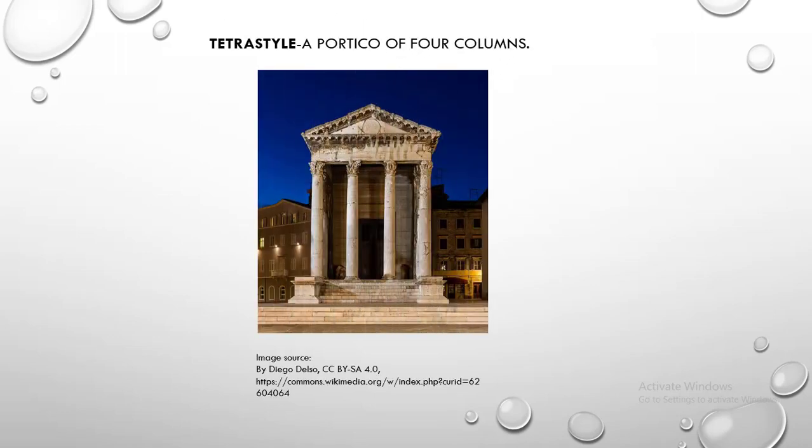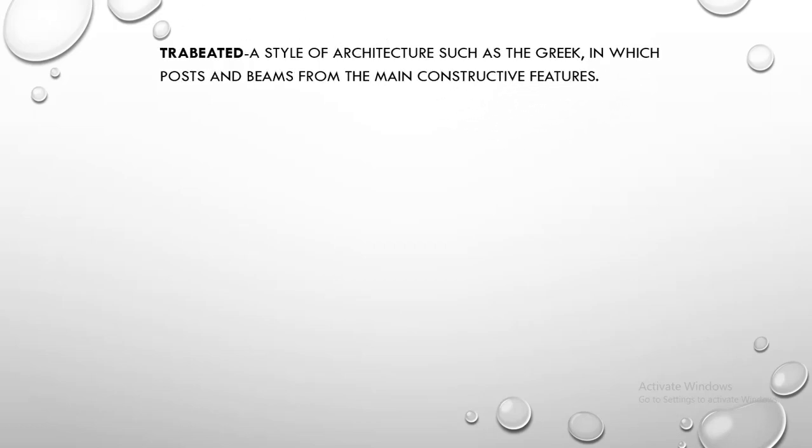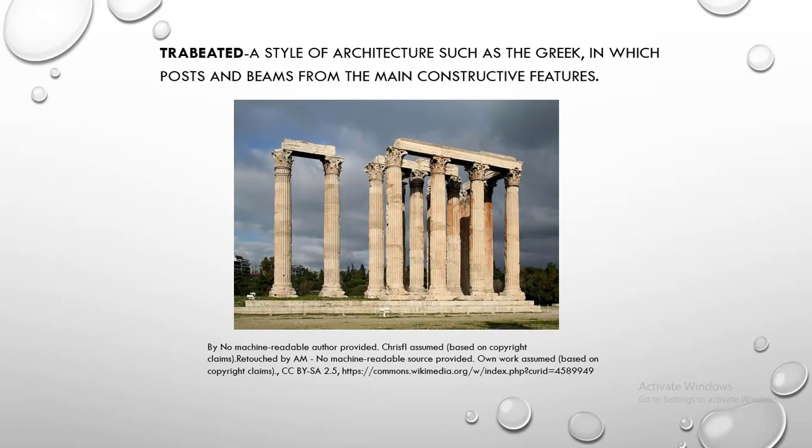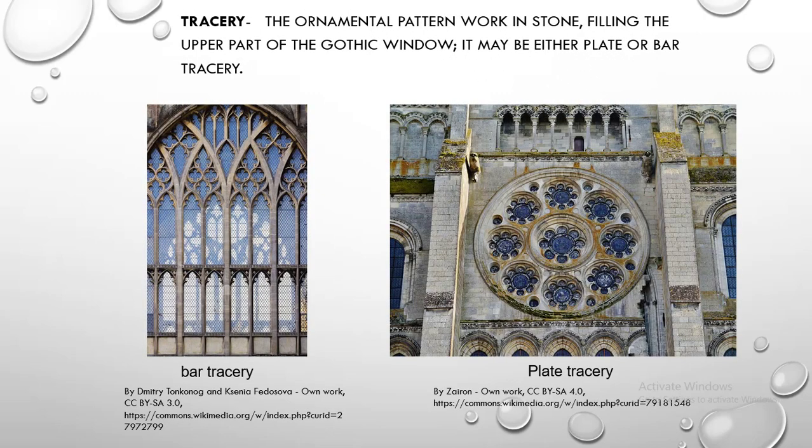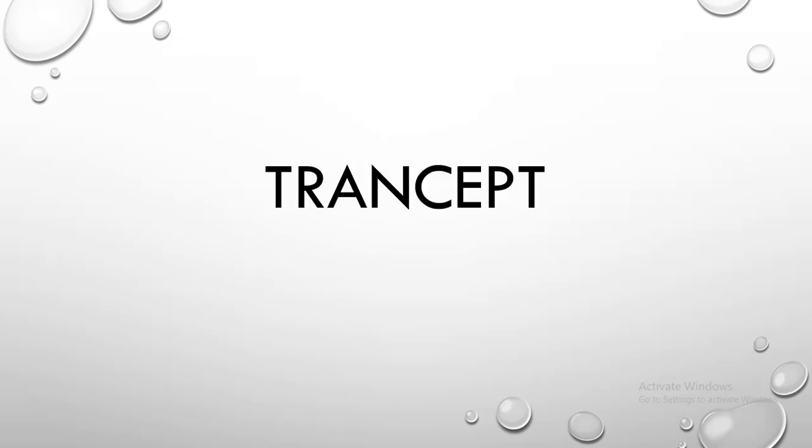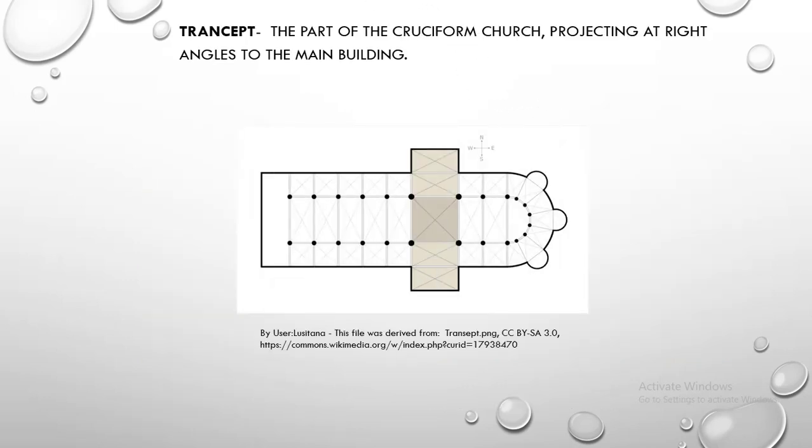Tetrastyle. Tetrastyle is a portico of 4 columns. Trabeated. Trabeated is a style of architecture such as the Greek, in which posts and beams form the main constructive features. Tracery. Tracery is the ornamental pattern work in stone, filling the upper part of the Gothic window. It may be either plate or bar tracery. Transept. Transept is the part of the cruciform church, projecting at right angles to the main building.